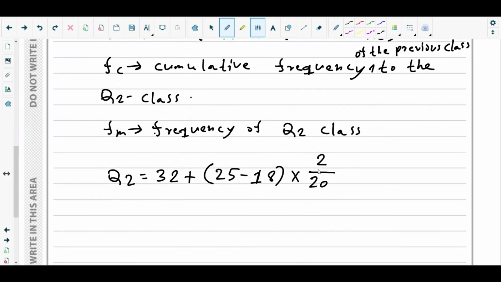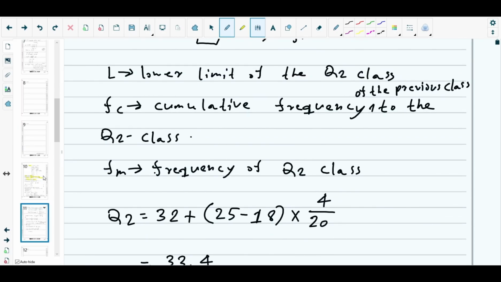So that would be what? 4 over 20. So what would be the value for Q2? So 25 minus 18 times 4 over 20 plus 32. So the value for the median is basically 33.4. This is the median. Done.